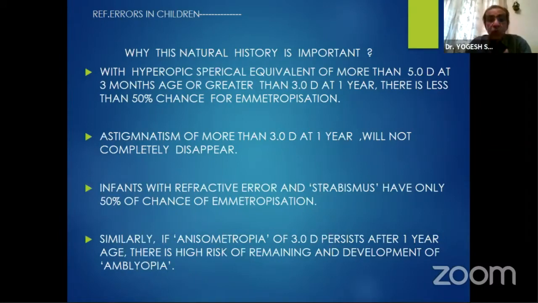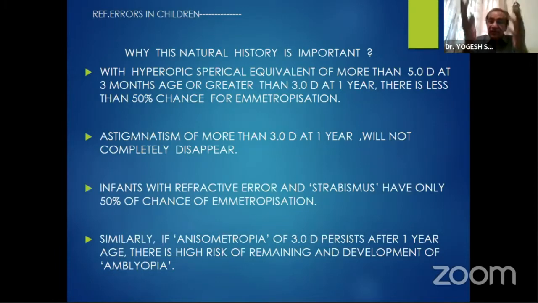Infants with refractive error and strabismus, it could be a congenital accommodative or a congenital esotropia, infantile esotropia, have only 50% chance of emmetropization. Similarly, if anisometropia of 3 diopters or more persists after 1 year of age, there is a high risk of development of amblyopia.